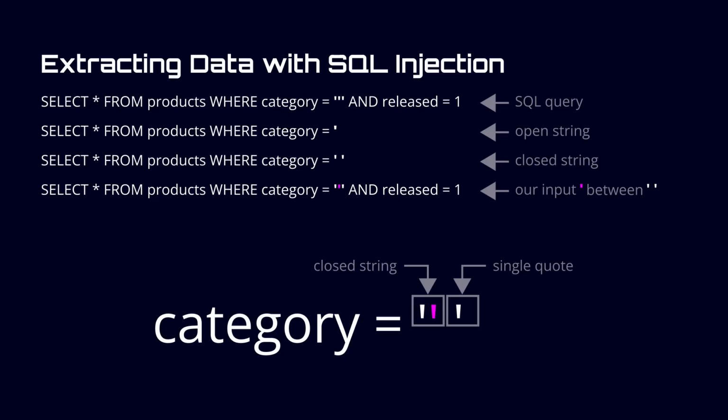Select star from products where category equals quote, quote, quote, and released equals 1. Our extra quote closed the string too early, leaving another unmatched quote. The database couldn't process it, so the server threw an error. Those 3 quotes in a row confused the database. It only expected text inside 1 pair of quotes, but we accidentally broke the query.